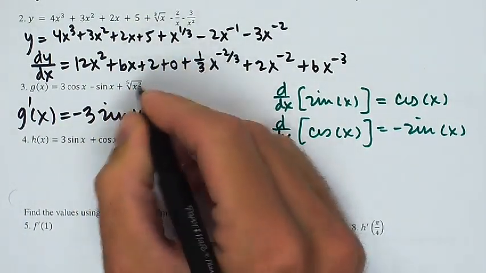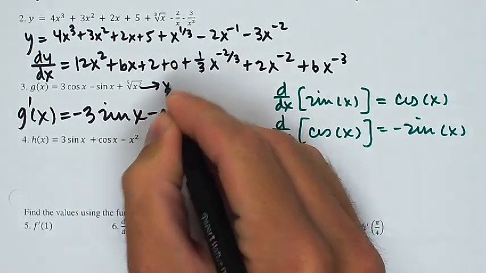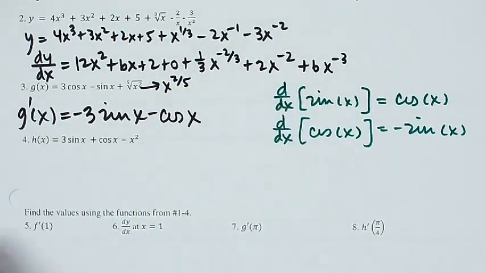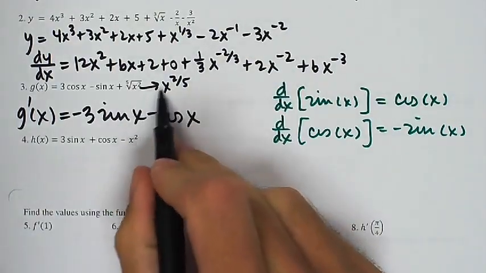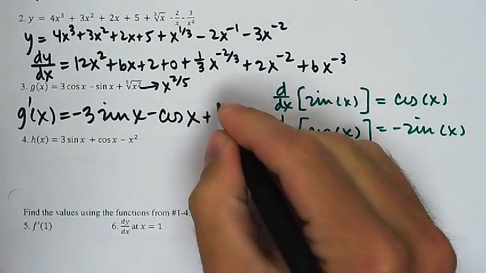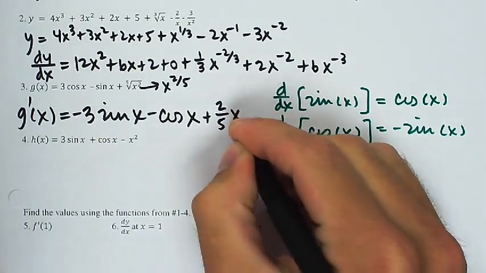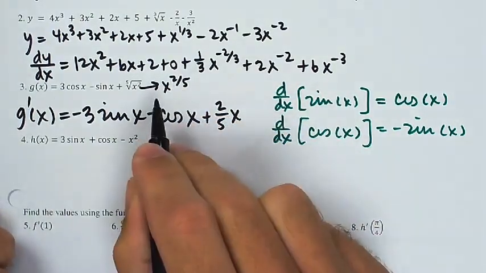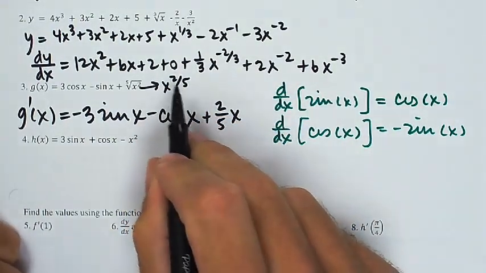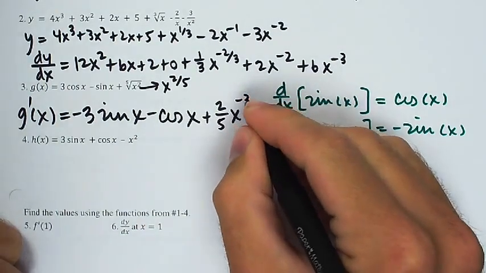Now I'm a little concerned here. I'm going to have to write this as x to the 2 divided by 5. Remember, the square root is the 1/2 power, so the 5th root will be the 1/5 power. And so when I take the derivative of x to the 2/5, I'm going to have 2/5 x to the 2/5, and I'm going to subtract 1. I would think 2/5 minus 5/5 is going to be negative 3/5.